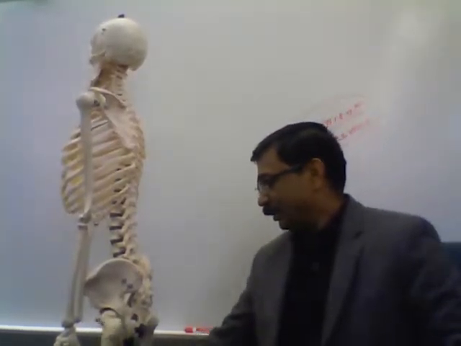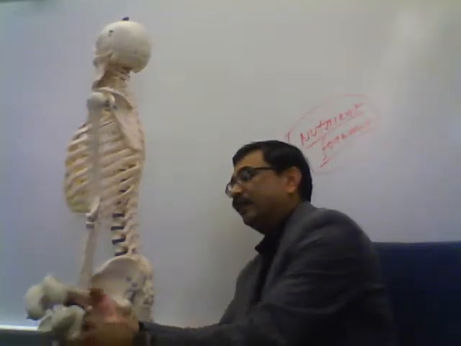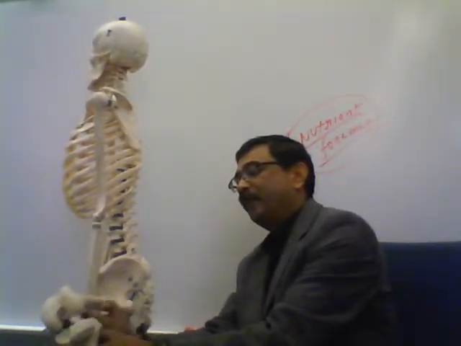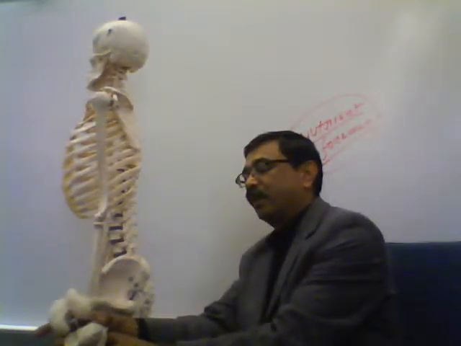Now, if you see the upper end of the tibia, you have two condyles. So now you got two condyles in the lower end of the femur and two condyles in the upper end of tibia. So these two condyles articulate with these two condyles to form the knee joint.